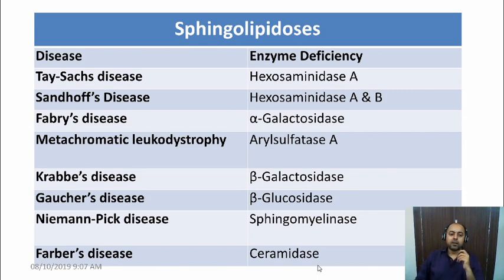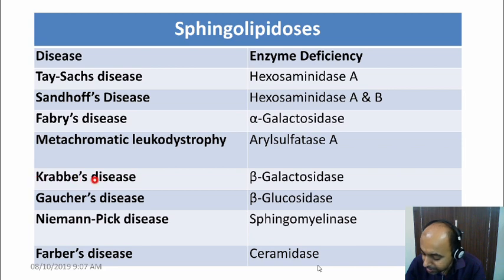Okay, so the various sphingolipidosis: the Tay-Sachs disease, where the hexosaminidase A is absent, the Sandhoff disease, where both hexosaminidase A and B are deficient. Then we have the Fabry's disease. Remember, Fabry's disease was the X-linked recessive disorder, where alpha galactosidase is not there. We have the metachromatic leukodystrophy. The aryl sulfatase is missing. In which disorder we find the deficiency of aryl sulfatase B?